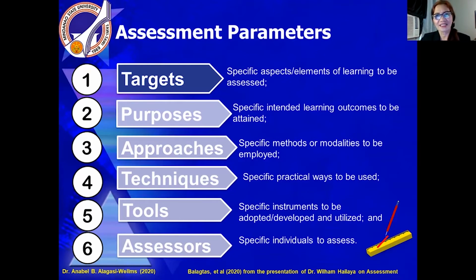What this is telling us, as teachers inside the classroom, is that we just don't give a test without considering all of these parameters. We give a test because we have a purpose. And some teachers would give a test because they're not ready with the lesson. It's a no-no in teaching.